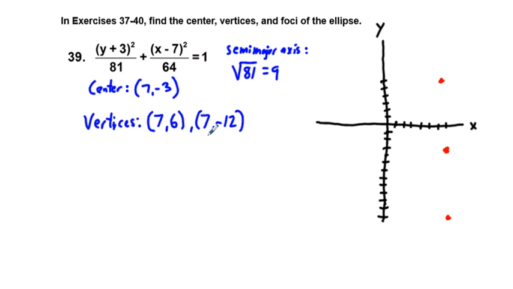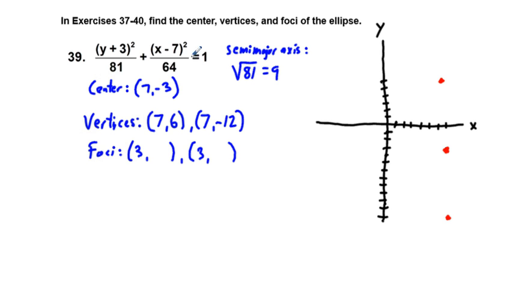And now for our foci. Well, our foci are going to be located along the major axis. So that's going to be at the x-coordinate of 7, comma, we don't know what yet. And then the other focus will also be at the x-coordinate of 7, and the y-coordinate we don't know yet. So we need to find this out.